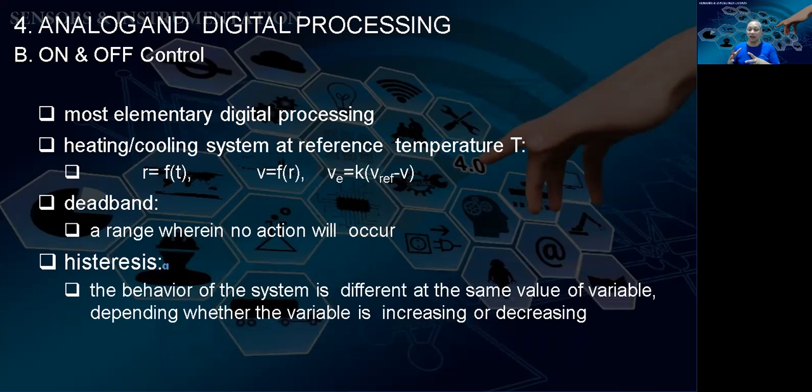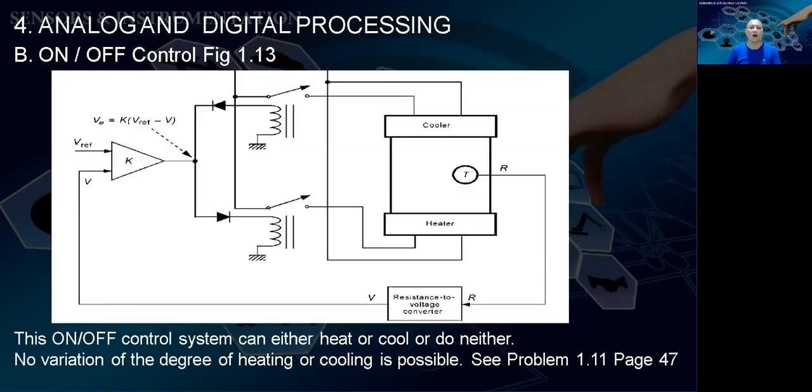Hysteresis is the behavior of a system that is different at the same value of the variable, depending upon whether it is going up or going down, increasing or lowering. Like when we give voltage or current to some ferromagnetic material, it will go up in a certain path. But when we take off the current, the flux density will be reduced, but it will not come back the same way it went out. That is hysteresis. This is what I said before about the deadband.